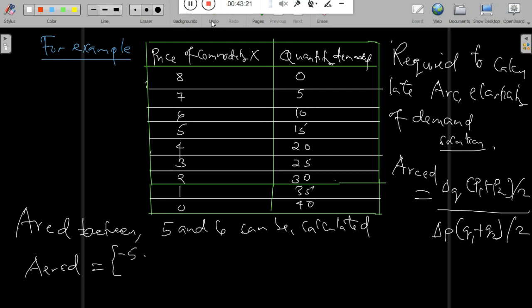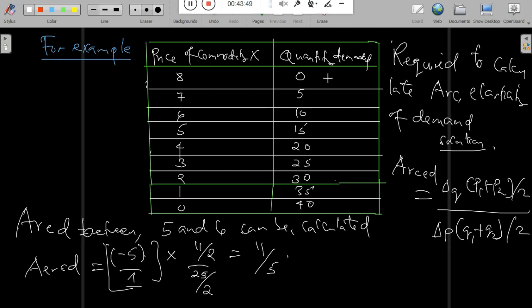So the arc elasticity will be equal to the change of quantity, that is negative 5, when you take 15 minus 10, divided by the change of price, which is 5 minus 6, that is negative 1. Then we take 11, that is the sum of the prices 5 plus 6, divided by 2, as you can observe.